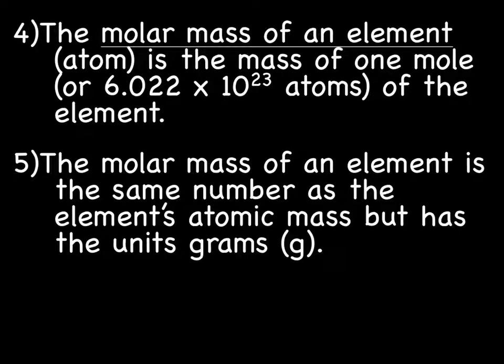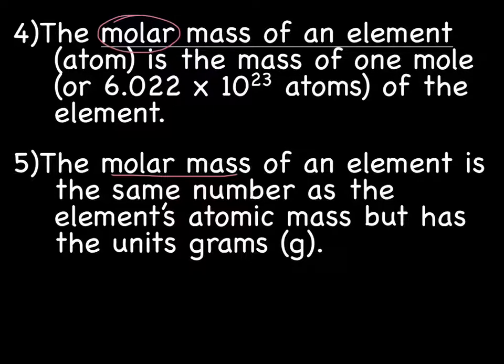Today, instead of the atomic mass, we're going to be discussing the molar mass of an element, or an atom. So the molar mass is the mass of 1 mole of an atom, or 6.022 times 10 to the 23rd atoms of that element. And this is kind of cool. The molar mass of an element is the same number as the element's atomic mass, but has the units grams. So it's the number on the periodic table. It just has the unit grams.